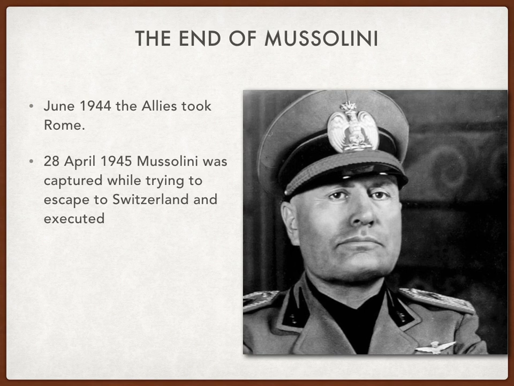However, they were unable to stop the attacks that were coming from the Allies. So in June of 1944, the Allies actually took Rome and continued to push north. On the 28th of April 1945, Mussolini tried to flee. He was captured on his way to Switzerland, and he was brutally executed by the people of Italy. So that brings us to the end of Mussolini and Italy's involvement in the war.